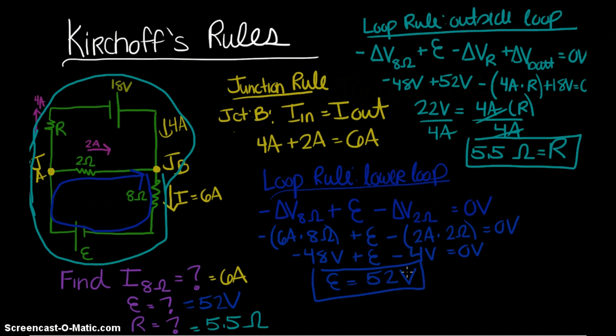Okay, so this is just a quick sample problem of using the junction and loop rules to find unknowns, in combination with what you already know about Ohm's law. So let me know if you have any questions, and I'm happy to help.